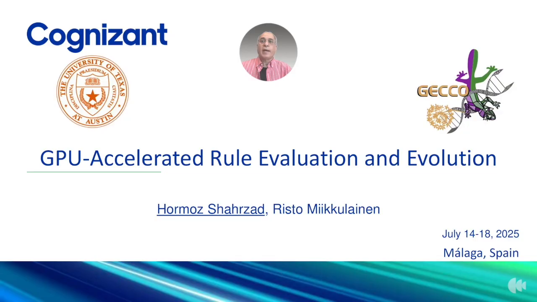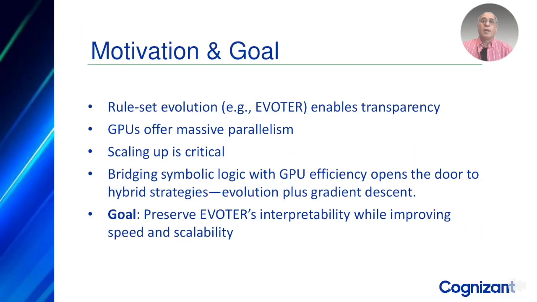This project addresses a critical bottleneck, which is how to scale rule-based models effectively. Rule-based systems like EVOTER give us clear interpretable models, crucial for sensitive fields like healthcare or finance. But evolving these rules traditionally runs slowly on CPUs, limiting our ability to handle applications with large datasets.